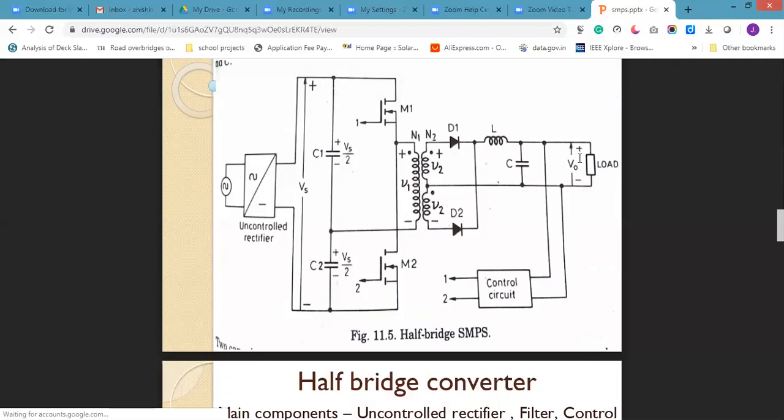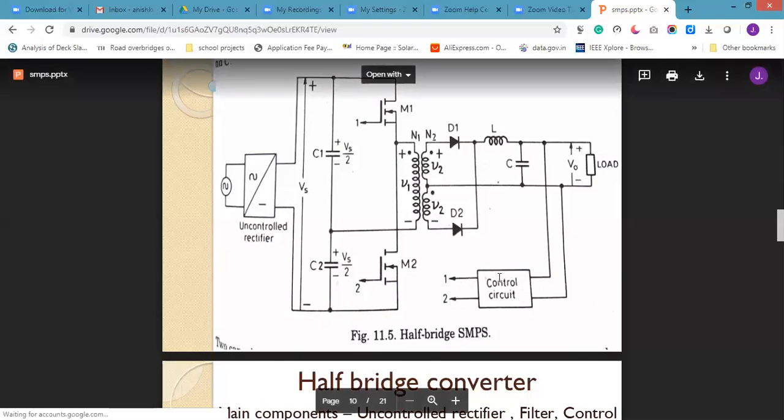Now I need a regulated output voltage. If the voltage is high or low, this control circuit will control the two switches M1 and M2, so that we will get a regulated voltage.